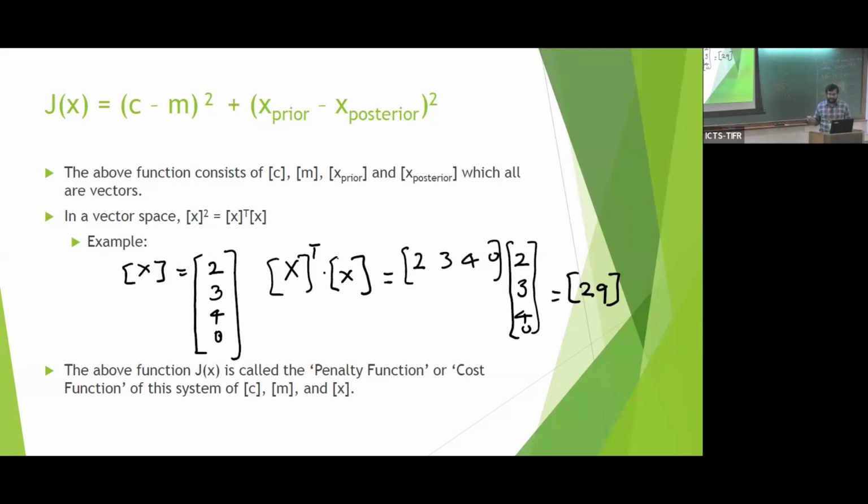So let us calculate. For example, if X is given as 2, 3, 4, 0. What does X square mean in a vector? In the vector space, it is transpose times vector, right? That's what X square does. So that's why this transpose comes all the time in data assimilation, because it's the square in the vector space. So for example, if X is this vector, its square will be 29. In this way, X transpose times X, you will get the answer 29. The above function J(x) is called the cost function or penalty function, various names you find in textbooks. Cost function of this system contains C, M and X.